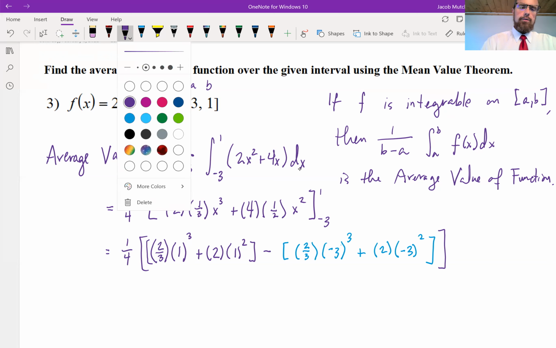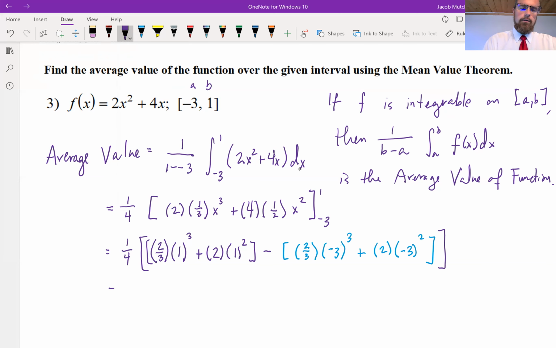So now what I've got is 1/4. So I see here this is going to reduce to 2/3. Here 2 times 1 squared is just 2. So I'm going to call 2 6 over 3 so I can add it up there. So that's going to be 2/3 plus 6/3. This integration with the upper limit subbed in is going to have a value of 8/3. Put the minus. Let's evaluate the blue expression.